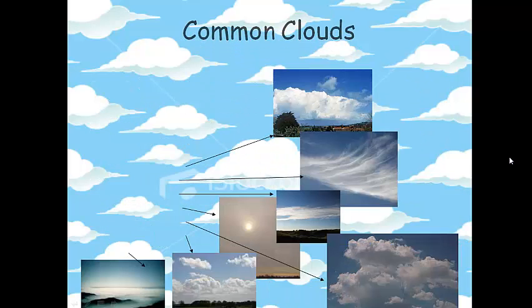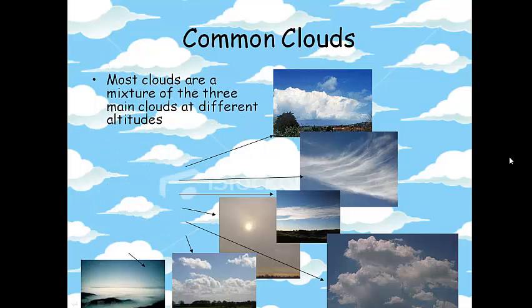Here are the common types of clouds. Most clouds are a mixture of the three main clouds at different altitudes. So it's going to be a combination of cirrus, cumulus, stratus, and nimbus. Some common types of clouds are the cumulonimbus, which is a fluffy cloud with water associated with it or precipitation. Cirrostratus, which is very high altitude wispy clouds with ice crystals.